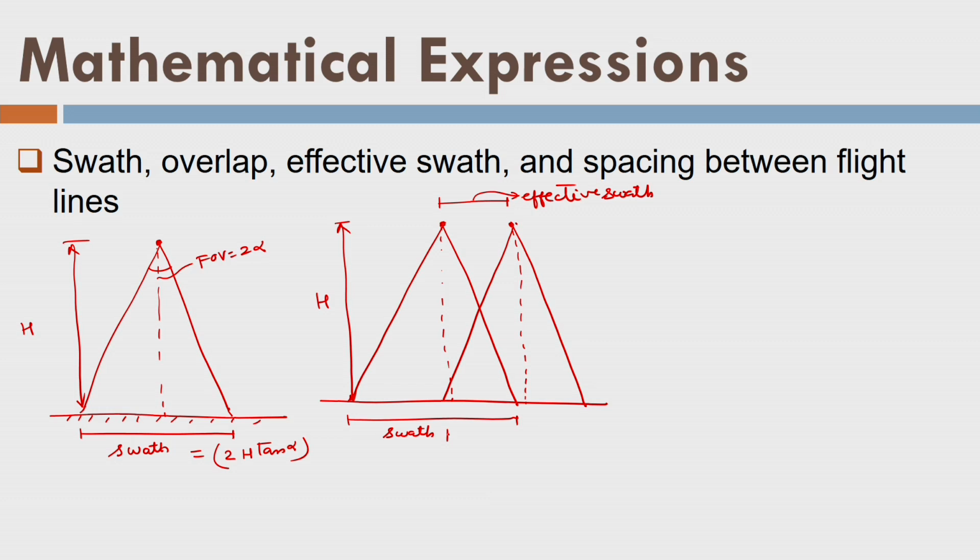Okay, this is my overlap from here to here, and this is another swath here to here. So between the two swaths we have overlap, and overlap is given by some percentage of the swath. So let us say eta percentage of my swath. So I can write here eta times 2h tangent of alpha, and that is my overlap.